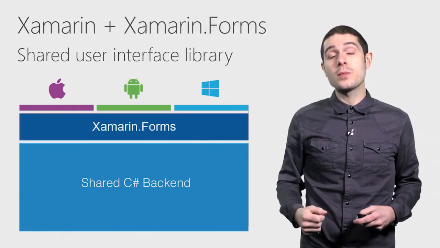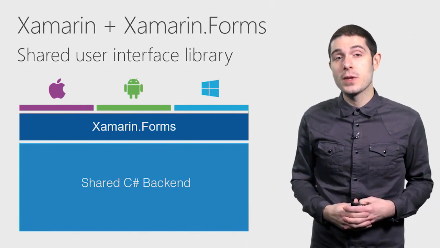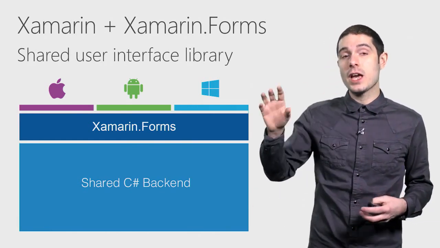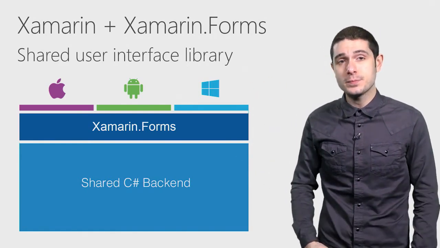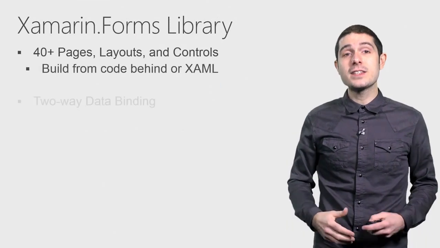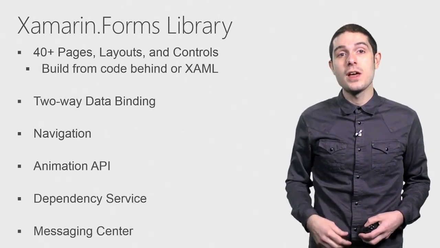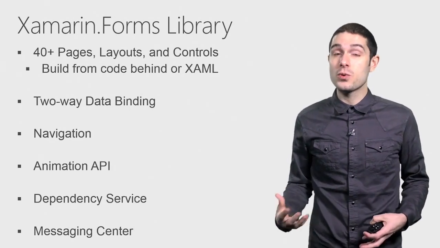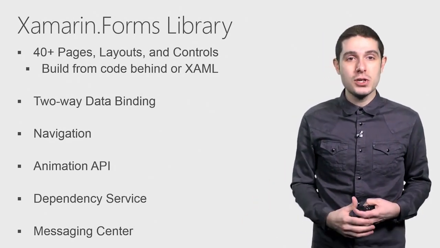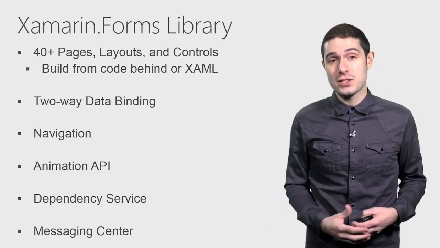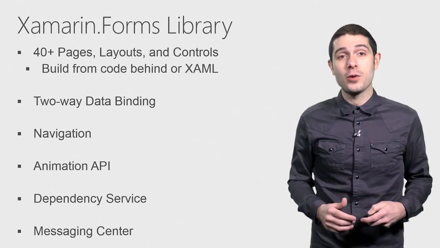But Xamarin Forms introduces a brand new optional shared user interface library, common controls across iOS, Android, and Windows Phone that sits on top of that shared C# backend. And inside of Xamarin Forms is a lot. It's 40+ pages, layouts, and controls that you can build from C# code behind or XAML, to data binding, a navigation library, animation, dependency service, and messaging center. So if you're familiar with MVVM, you're going to feel right at home.